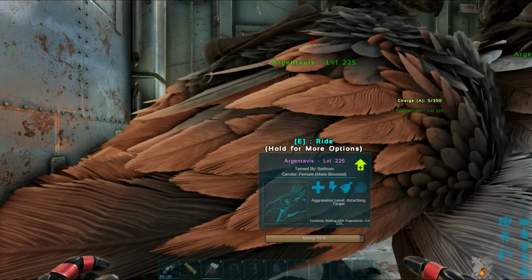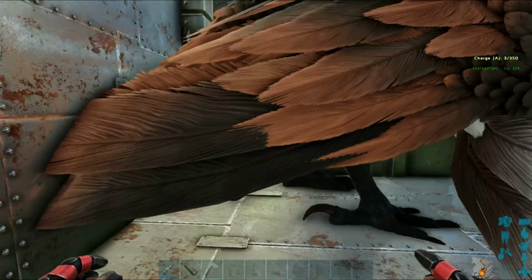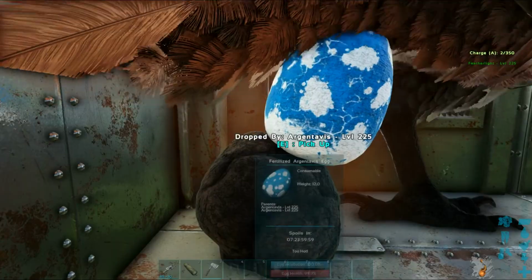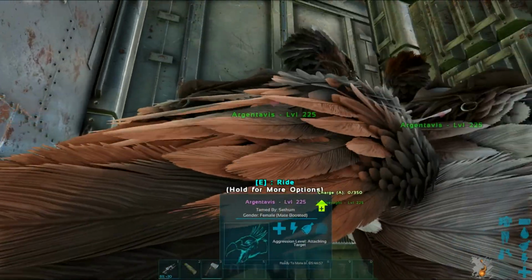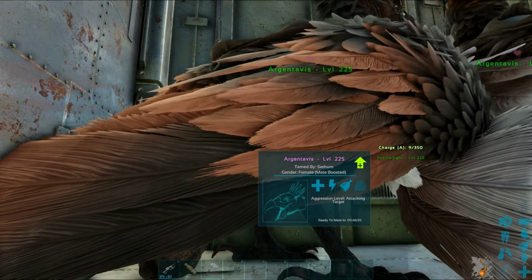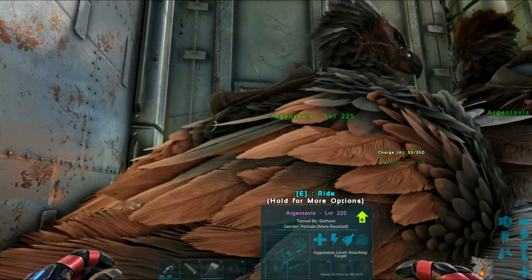So you will see that she will make an animation once she has laid it. No, that's not it. That's poop. There we go. I picked it up quite quickly, but you should have been able to notice that the fertilized egg had a reddish aura around it. That's how you know it is fertilized.